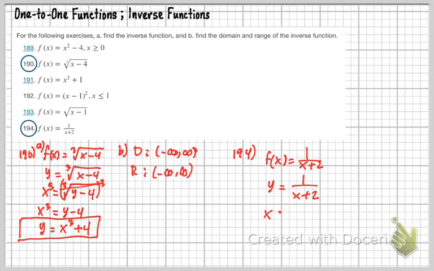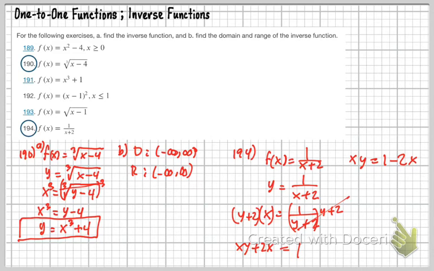Swap my domain and range. So that's going to be x equals 1 over y plus 2. Now I have to solve for y. So I multiply both sides by y plus 2. On the left side, I get xy plus 2x. And on the right side, those cancel. I just get 1. Now I'm going to move the 2x over. So this is going to be xy equals 1 minus 2x. And then I'm going to divide both sides by x. So my y equals 1 minus 2x over x.